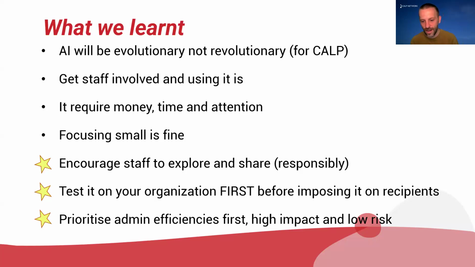And I think we're going to hear from Carol. And I think this is where smaller national organizations can really have a leg up, because they can deploy this stuff way quicker. A $1 million turnover NGO can deploy this way quicker than the Danish Refugee Council or UNICEF or something. And then, as we said, prioritize admin efficiencies first because it can be high impact relatively and low risk as well.